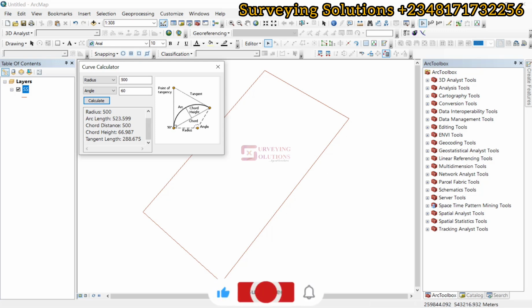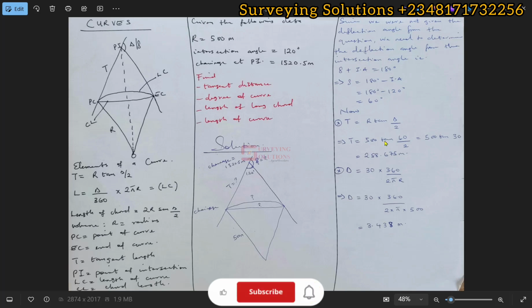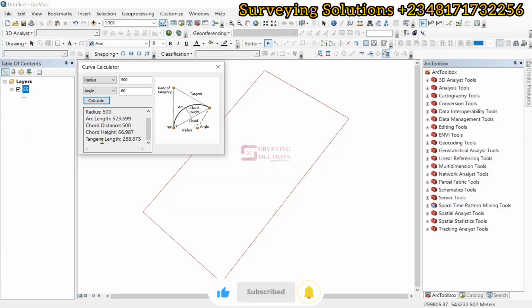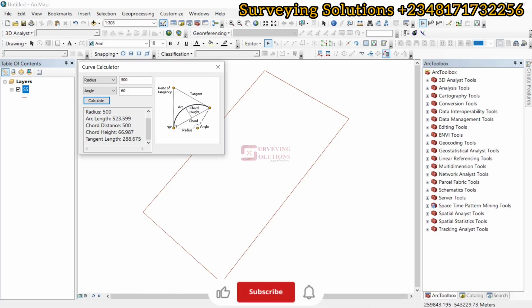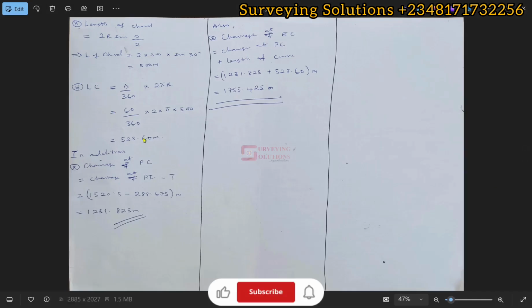From our calculation here, we have been able to see that the T, the tangent length, is 288.675. If we come back here, we are going to see the tangent length to be 288.675. Right, good. This particular formula here has been used, which is R tan of the deflection angle divided by 2, to calculate that. Then we also have another similarity here, which is the arc length. If you look at the arc length, we have 523.599, and then you can see 523.60, which has been rounded up to 2 decimal places.